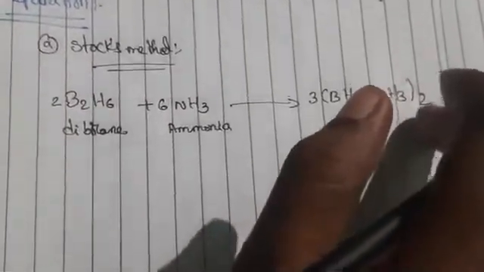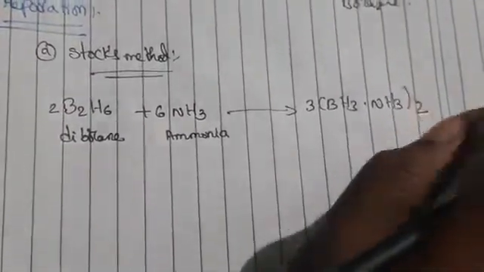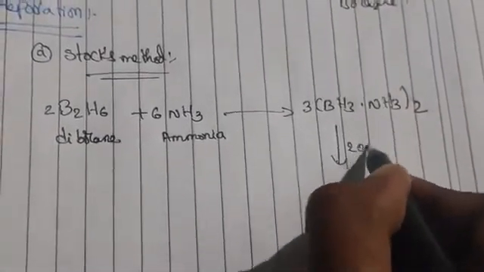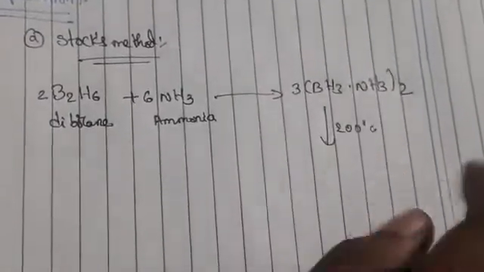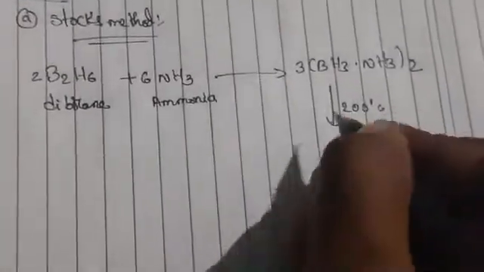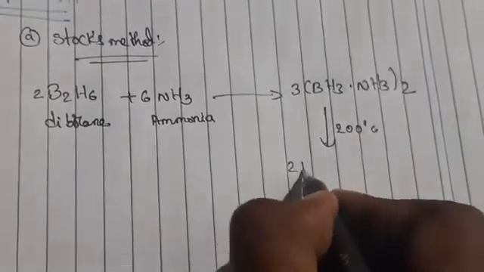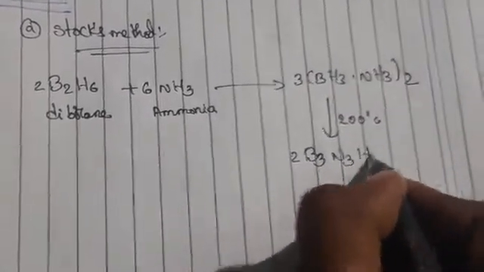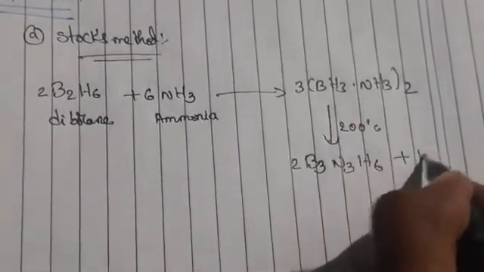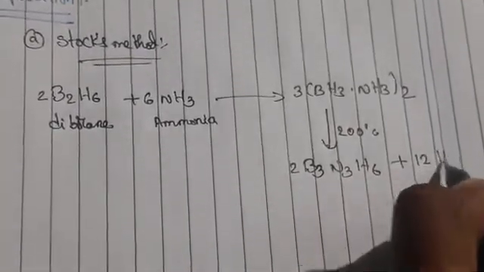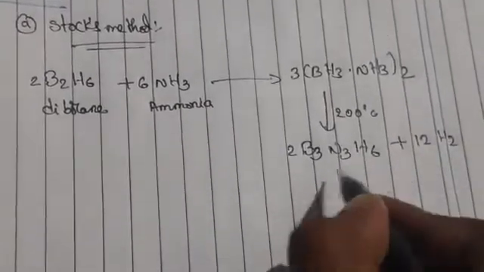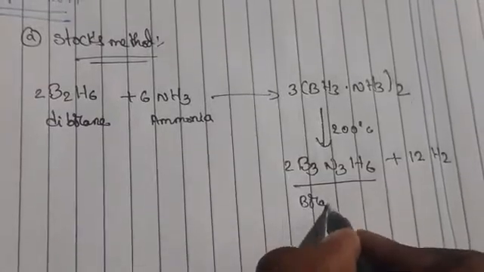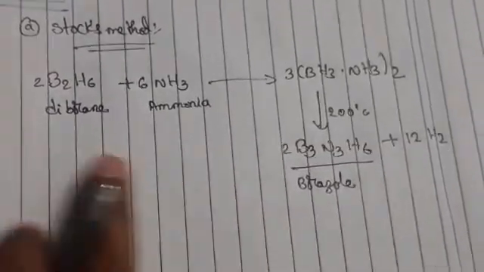After that we are doing decomposition. Decomposition means we are heating, at 200 degrees centigrade. So finally we get borazole, with the formula 2B3N3H6 plus 12H2. This component we call borazole.